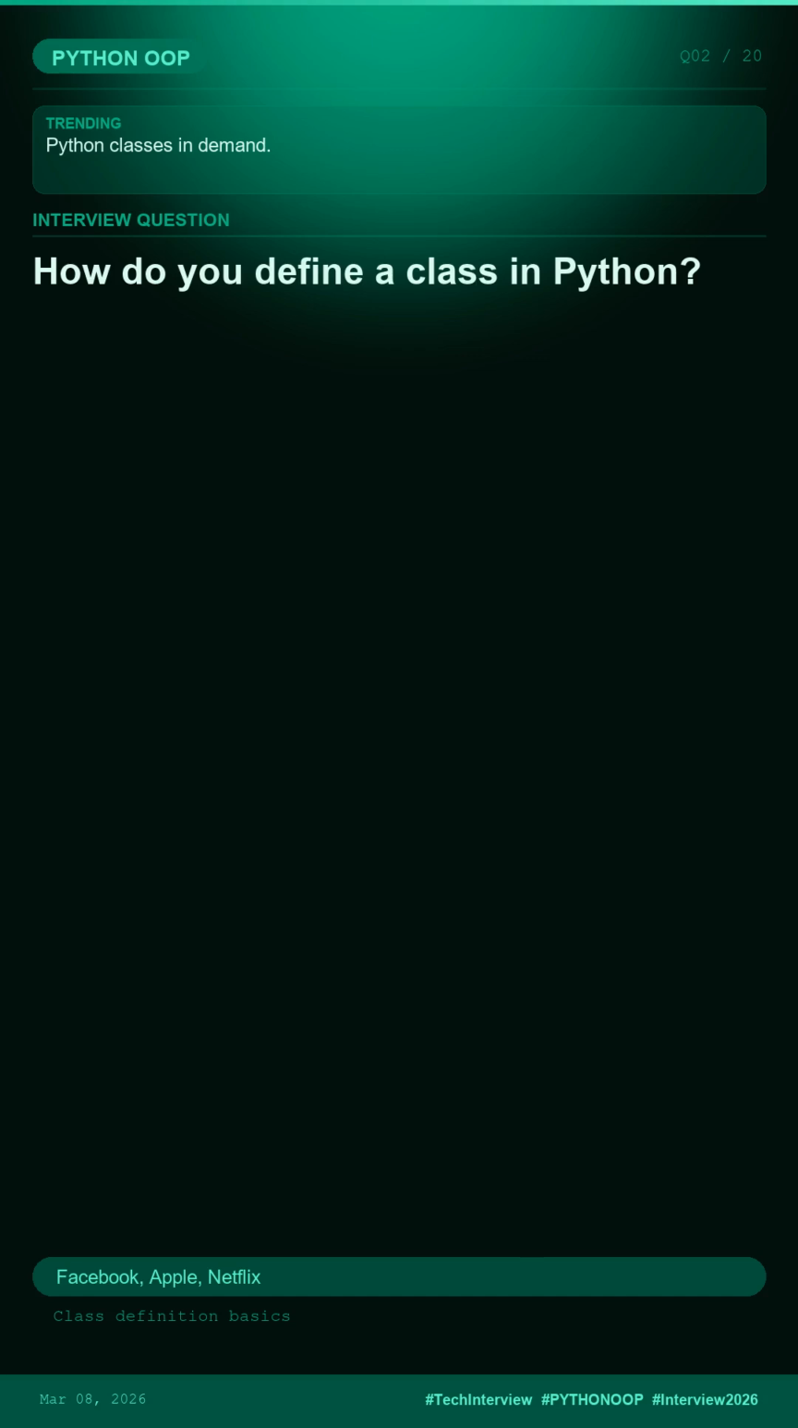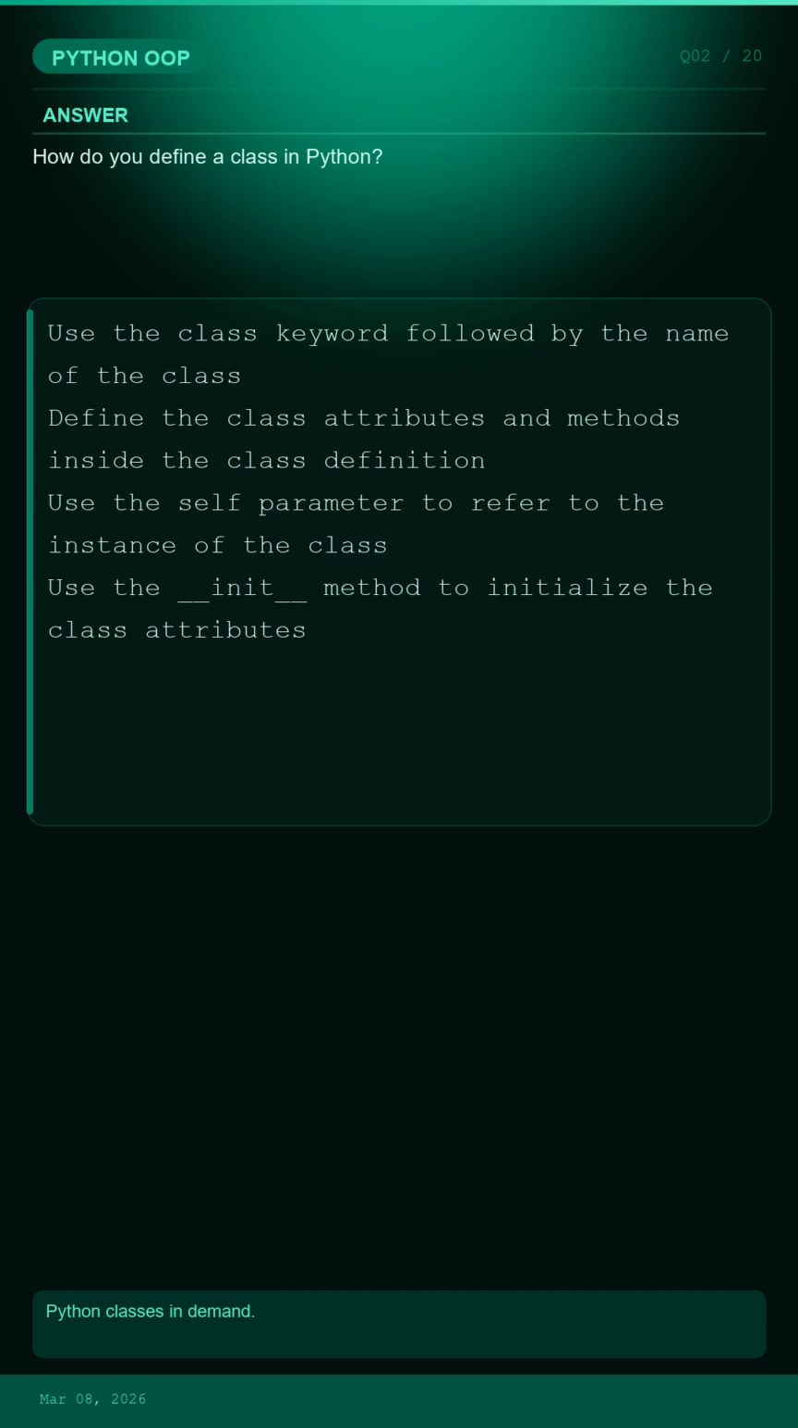Question 2. How do you define a class in Python? Answer. Use the class keyword followed by the name of the class. Define the class attributes and methods inside the class definition. Use the self parameter to refer to the instance of the class. Use the __init__ method to initialize the class attributes.